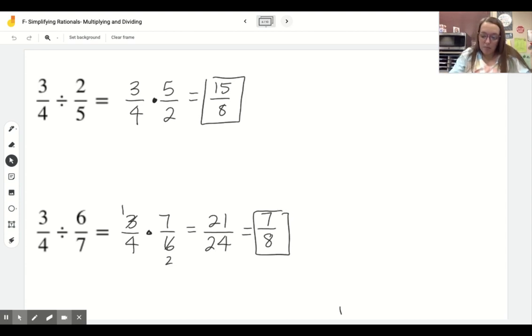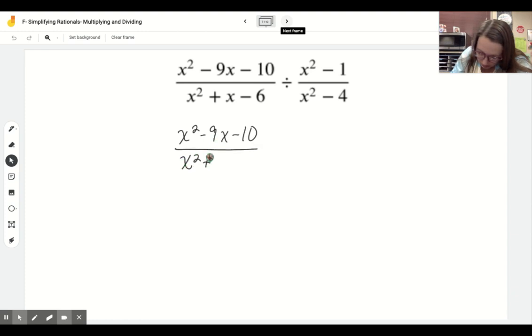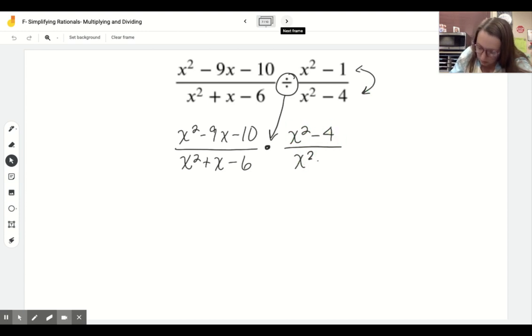And the basis is the same when we get to our more complicated equations. We're going to keep that whole first fraction the same: x squared minus 9x minus 10 over x squared plus x minus 6. We're going to change the division to a multiplication, and we're going to flip the second fraction. So now it's x squared minus 4 over x squared minus 1. And then we follow the same steps that we were doing before. We factor everything we can first before we just start multiplying willy-nilly.